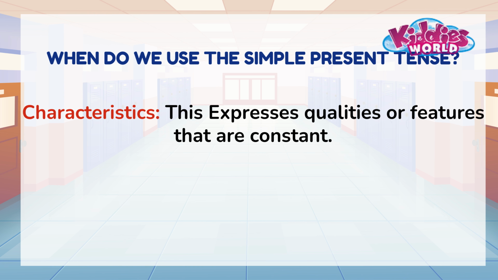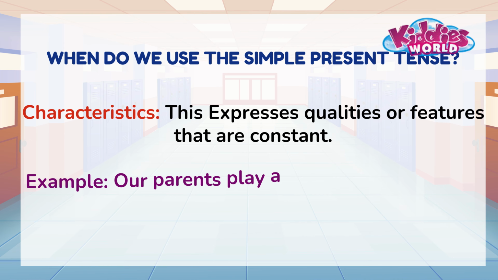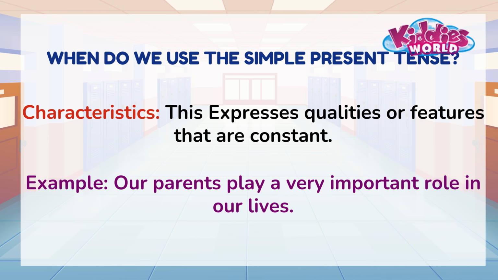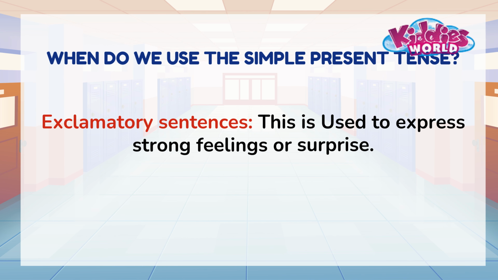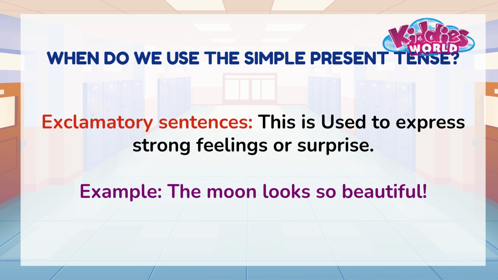Characteristics. This expresses qualities or features that are constant. For example, our parents play a very important role in our lives. Exclamatory sentences. This is used to express strong feelings or surprise. For example, the moon looks so beautiful.